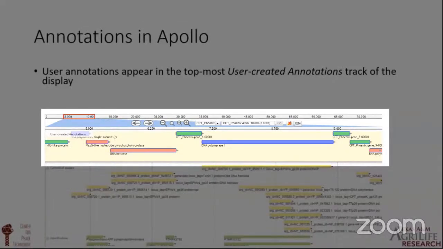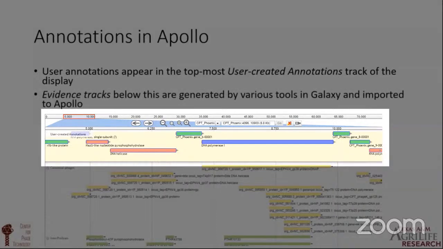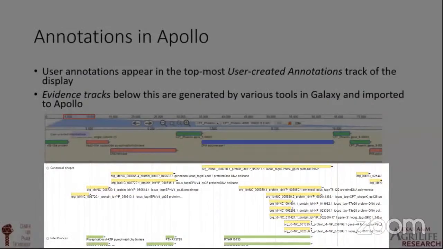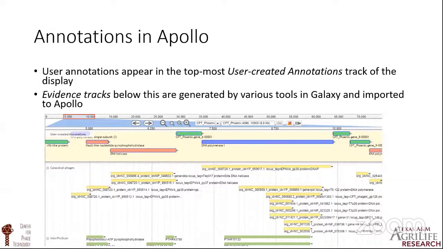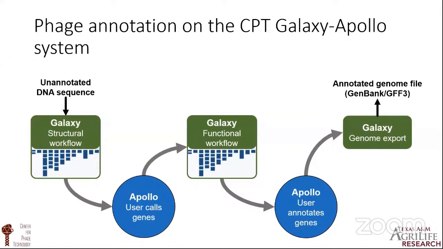The user annotations in Apollo appear at the top of the user-created annotations track of display, shown in yellow. This top bar is the only track that is actually editable by the user in Apollo. Evidence tracks, which are in the white field below, are generated by various tools in Galaxy, and they are imported into Apollo via the Galaxy Apollo Bridge. Each organism has only a single user-created annotations track, but it can have an unlimited number of evidence tracks below it, which can display the outputs of any kind of analysis that can be mapped onto a DNA sequence.